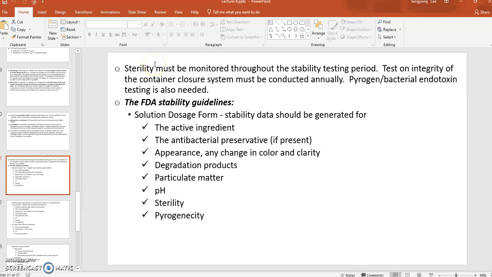There's no microbial coming in and contaminating your drug. That's what sterility is. It must be monitored throughout the stability testing period. Okay, so it's kind of confusing, stability versus sterility.